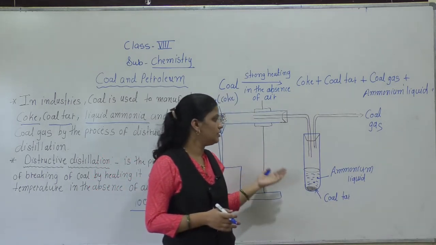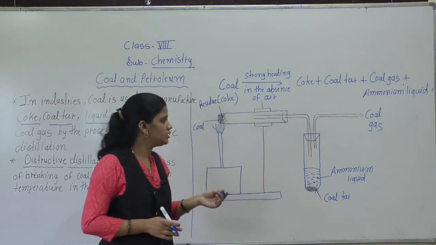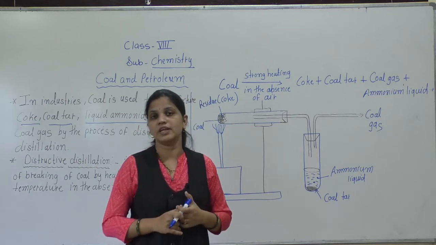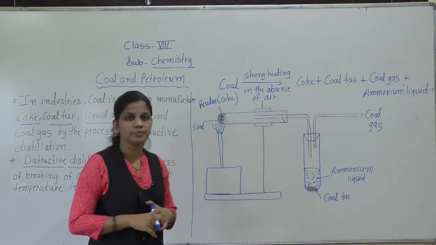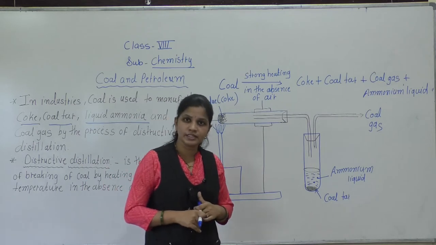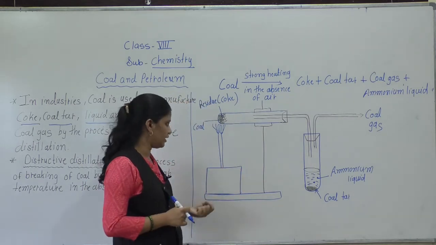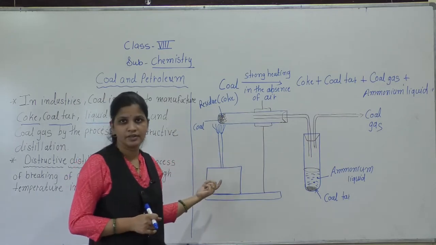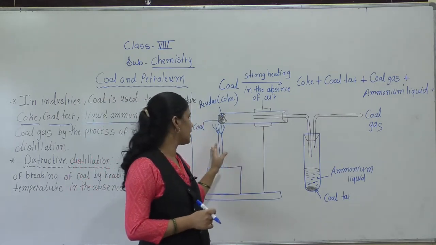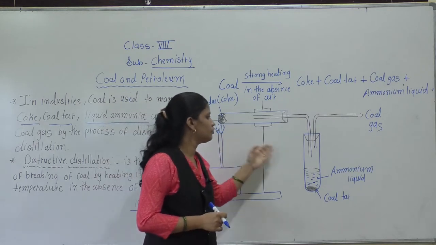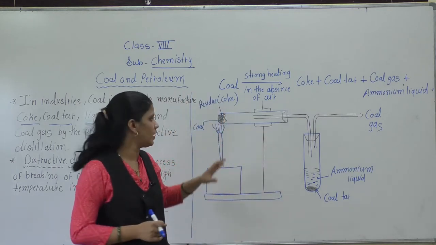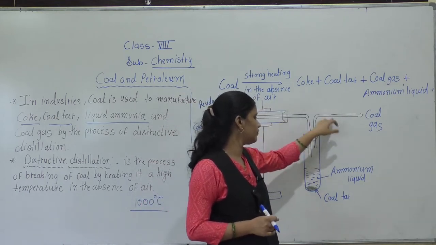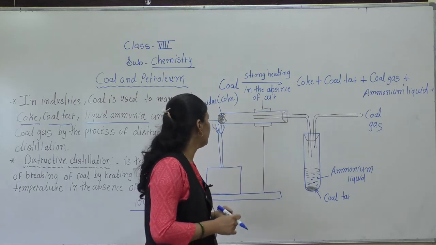I have drawn a diagram here. We can do this in our chemistry lab also. When our school starts, we will perform this practical. Today I will explain with the help of this diagram. Here this is the stand and this is the gas burner. These two are the large test tubes we have taken, and these two are bent tubes, this one is one bent tube and this one is another.